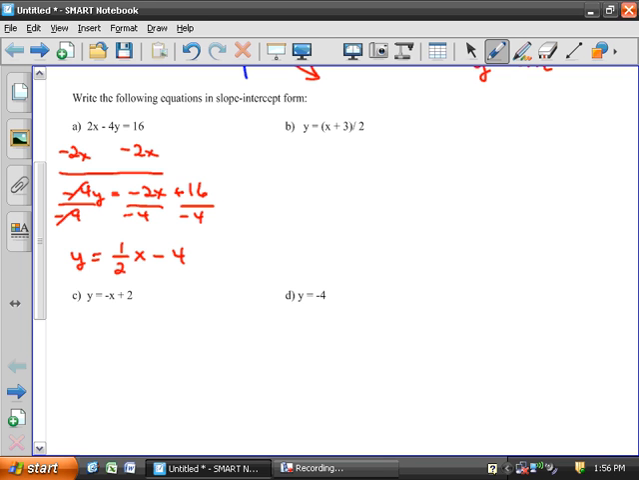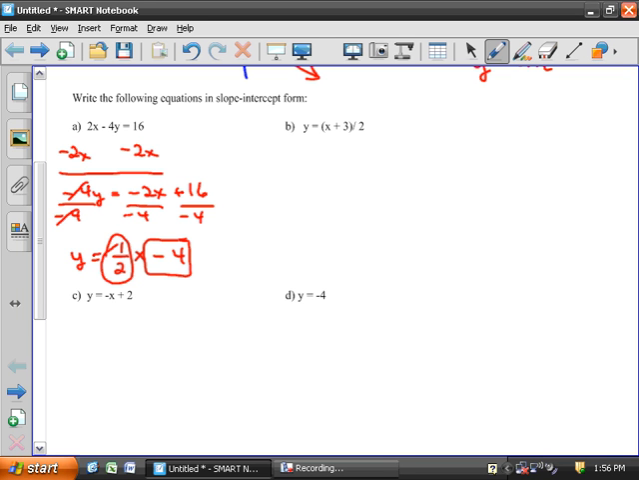If I have to identify the slope and the y-intercept, I know that my slope is that value sitting right in front of the x. It's 1/2. And my y-intercept is this constant term after the x. It's negative 4. Knowing those two values, I could go ahead and graph this line, but I'm getting ahead of myself.